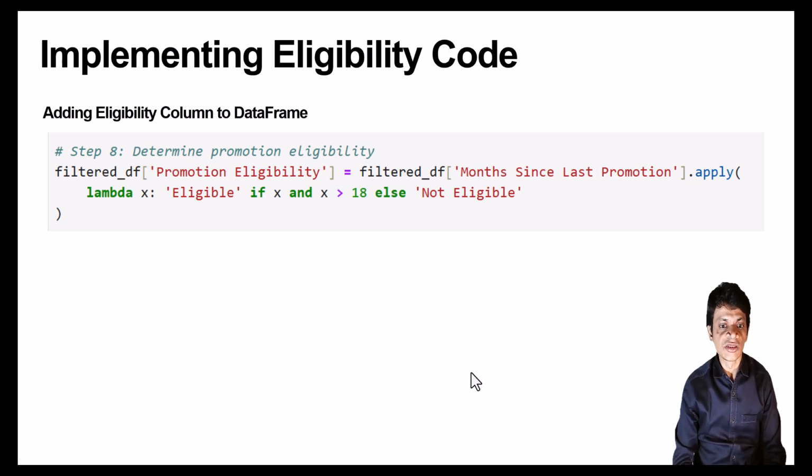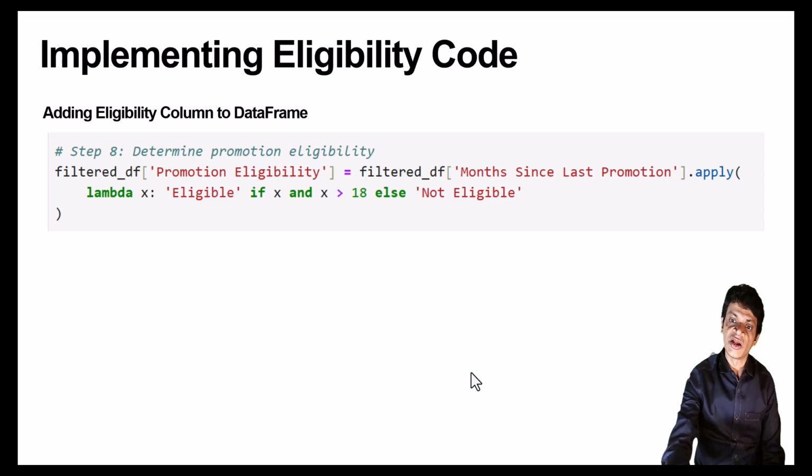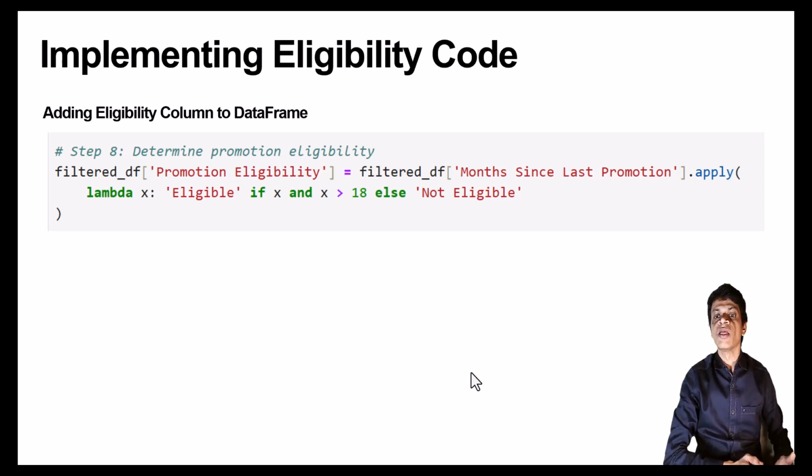See here the code, same thing, the promotion eligibility. This is also a new column we are creating in the filtered DF data frame. The column we are using is months since last promotion, which we created in the previous step. It will give you an integer. And what we are applying is a lambda function. When you use the lambda function, automatically we can apply it for multiple rows.